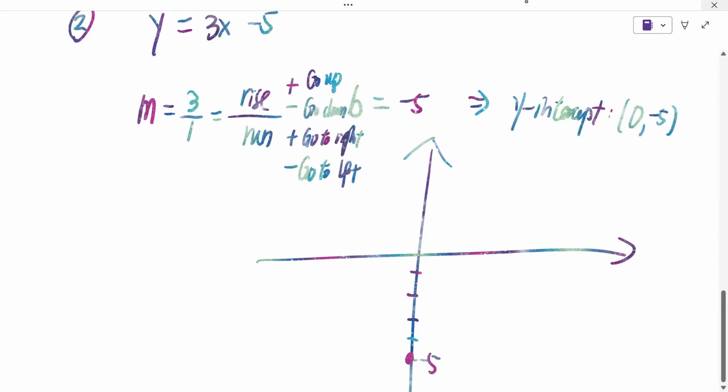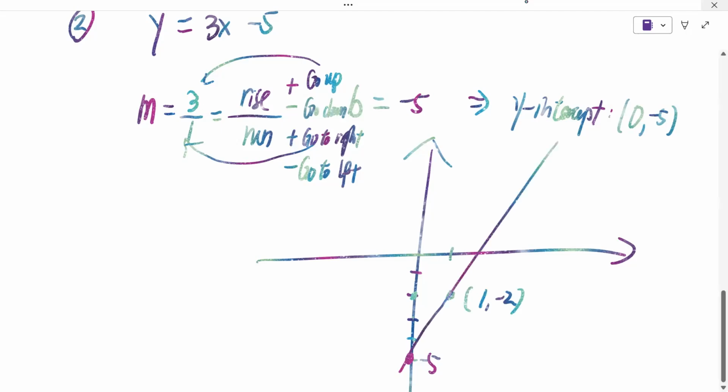So let's utilize this. Here we go up 3 units because it's positive. So 1, 2, 3. Stop right here. And go to the right because it's positive 1. So go to the right 1 unit. This is 1. Now right here we generate another ordered pair. This ordered pair will be 1 and negative 2. Now you connect them, extending in both directions. So we get a line. Okay. Does that make sense?